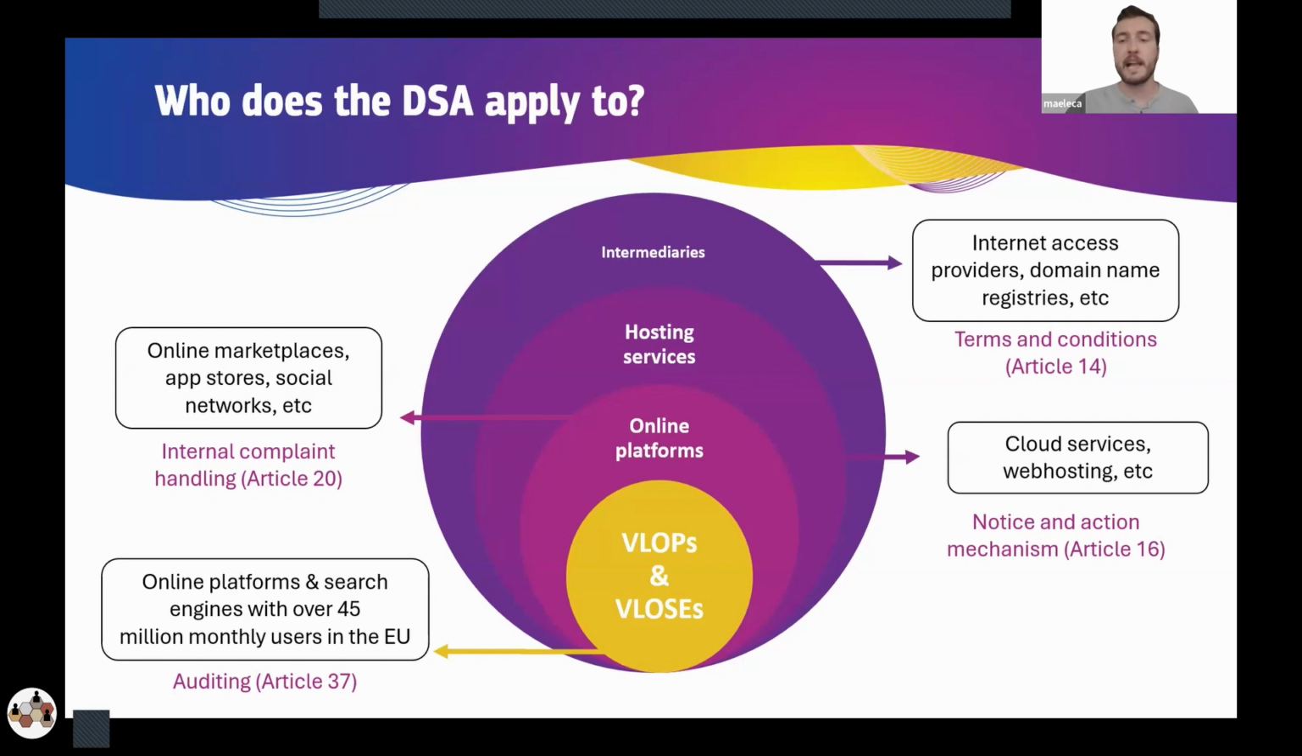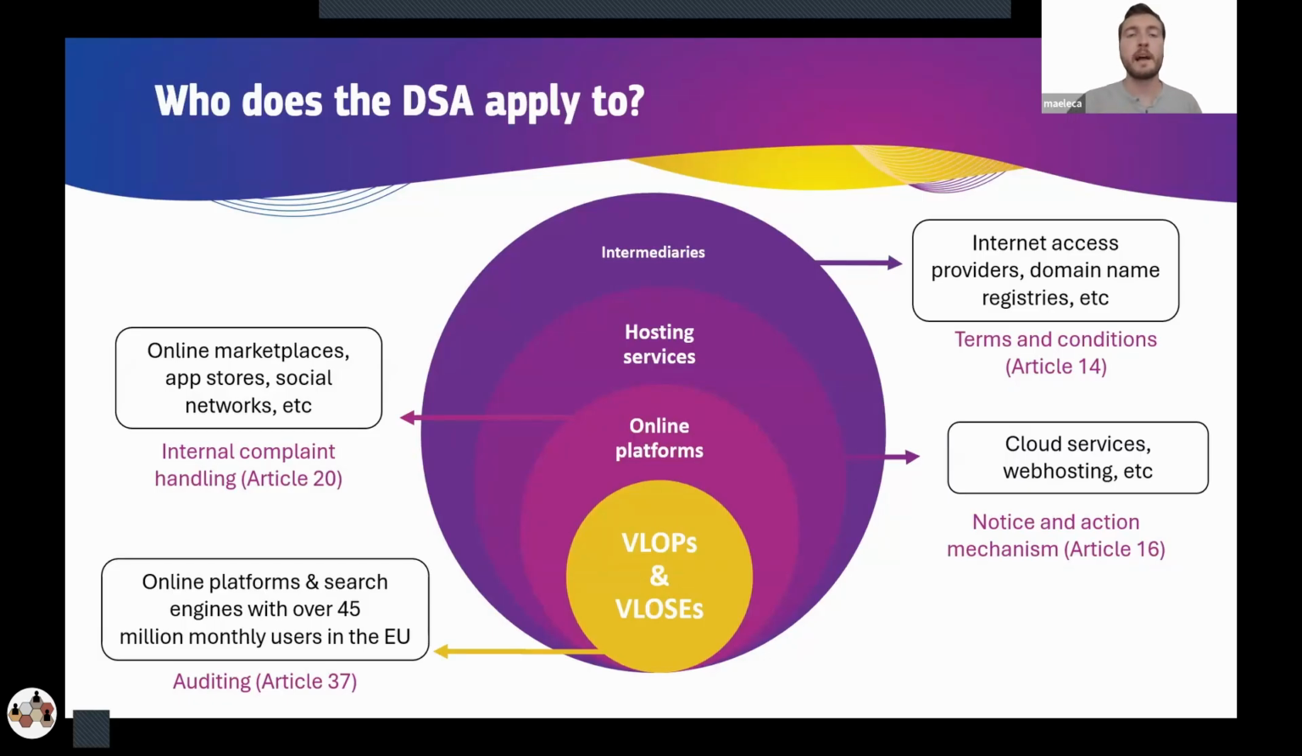For example, the notice and action mechanism, of which I'll tell you a bit more later. If we go even more specific and we go on online platforms, so, think of social network sites that we use, such as Facebook or Instagram. Think about online marketplaces, such as Temu and Shein, or app stores, the Apple App Store and the Google Play Store. These are so-called online platforms. These have somewhat more obligations still.